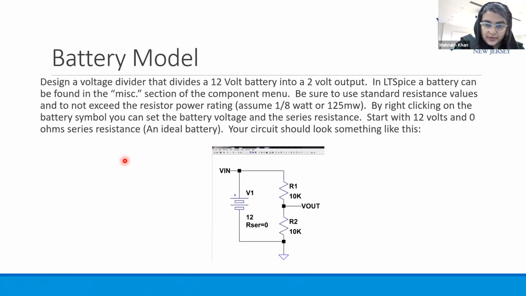So what do we need to do here? As we have done many things in this lab, we know power rating, we know tolerance, we know the real battery scenario. So we will try to apply all of them here, okay? We have a voltage source that divides a 12 volt battery into a 2 volt output, that you may have done before. In LTSpice, a battery can be found in the miscellaneous section of the components, okay? So let me try to do that.